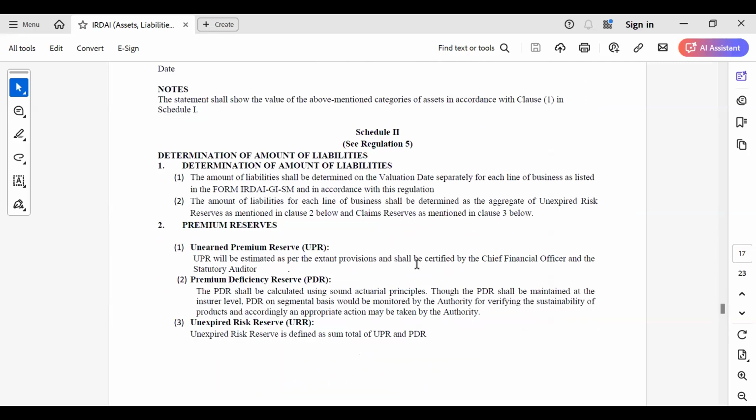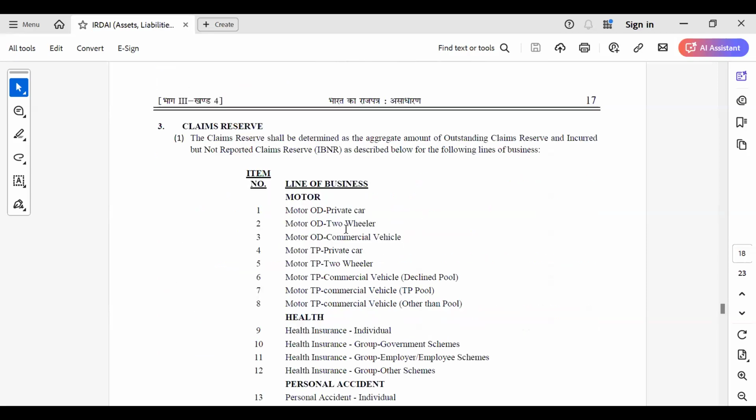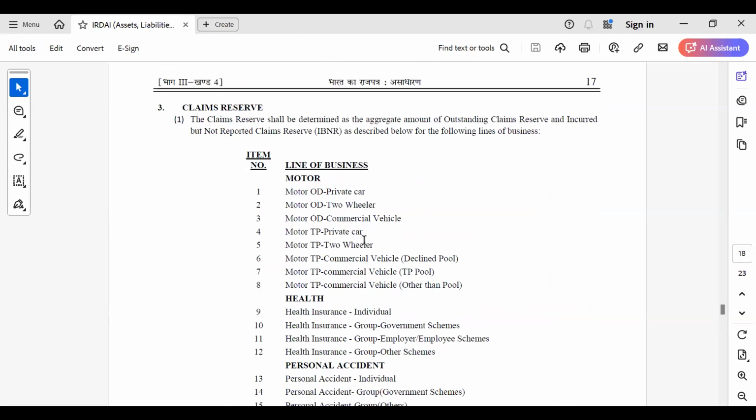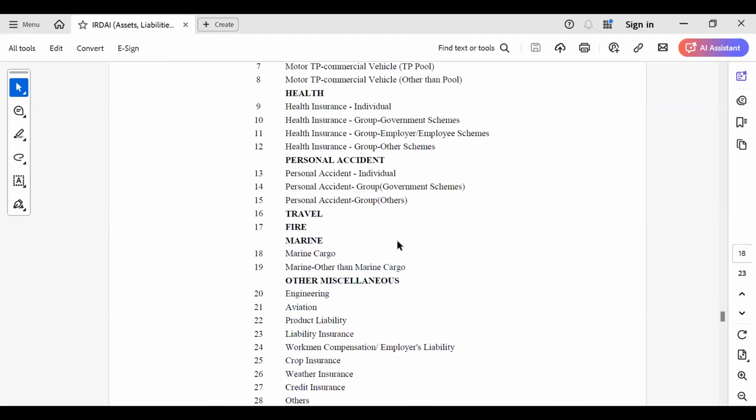Amount of liabilities. Liability has to be shown in two parts: policyholder liabilities and other liabilities. Policyholder liabilities we have discussed many times: premium deficiency, URR, unearned premium, outstanding claims. These outstanding claims have to be shown line of business wise.